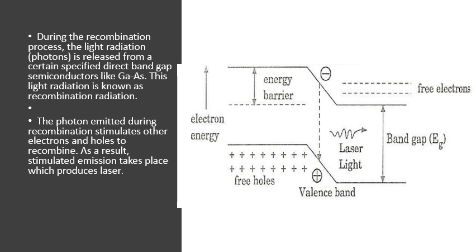This behaves as a p-type and n-type junction, and during the recombination process, light radiation is released from a certain specified direct band gap semiconductor. This radiation is known as recombination radiation. Electrons have some energy, and these electrons join with the p-type semiconductor holes here in the junction, as electrons and holes move toward the junction.